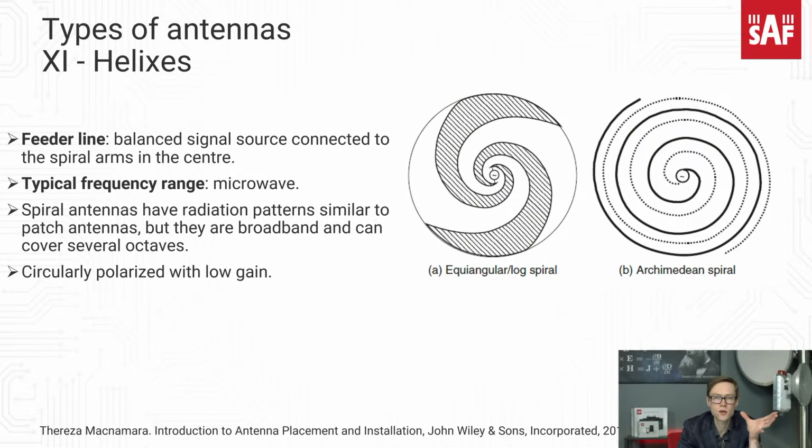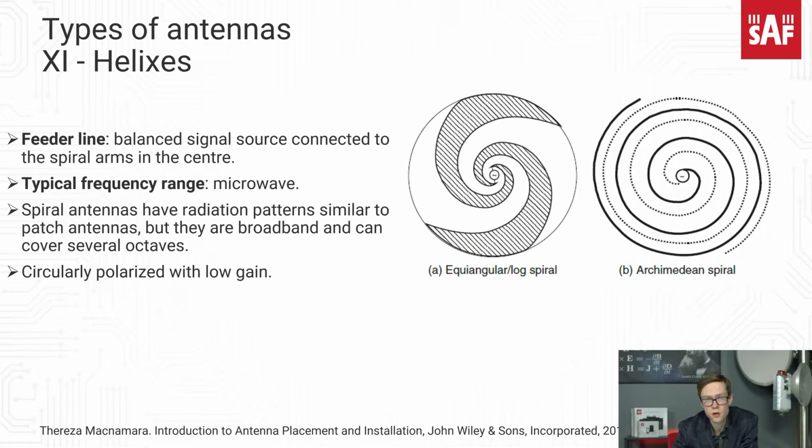And also it is circularly polarized, so we receive signal from all the directions, and we can effectively monitor what is going on in the air. For surveillance purposes this is a perfect combination of having a broad band and having a circular polarization. Unfortunately, the low gain is the only disadvantage of this antenna.